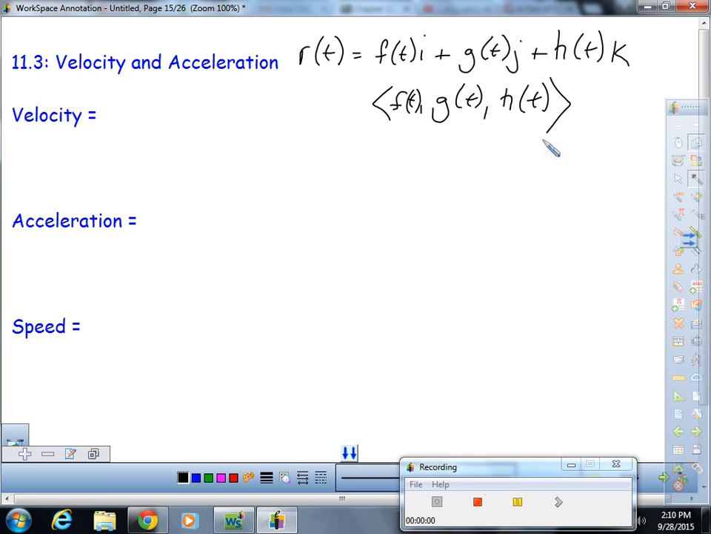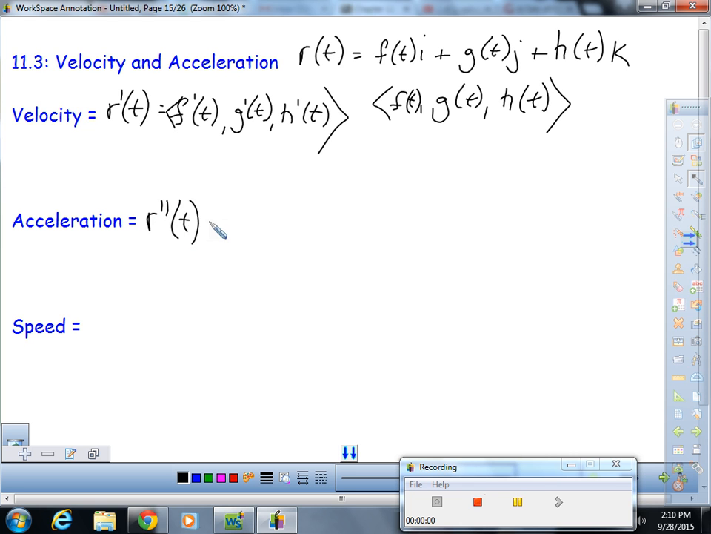The velocity function will be defined as the derivative of the position function. Okay? So we can write that as f prime of t, comma, g prime of t, comma, h prime of t. Okay, the acceleration is the second derivative of the position function, or you can write it as the derivative of the velocity function.